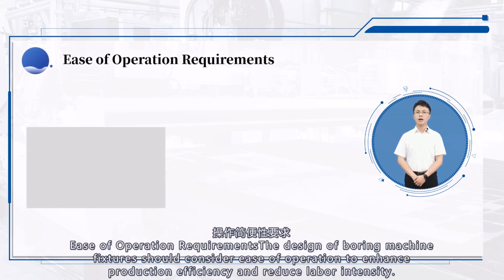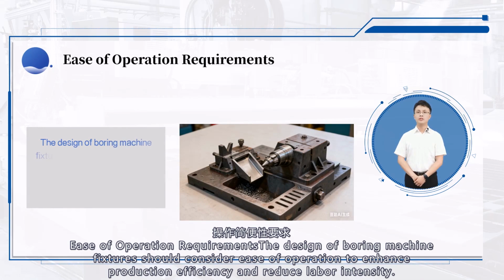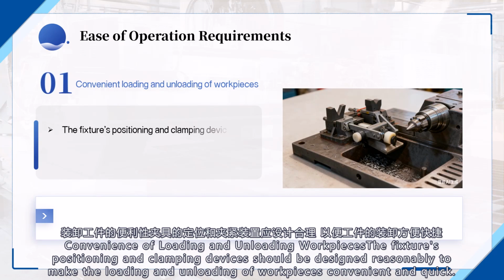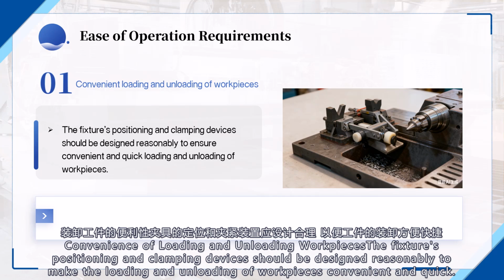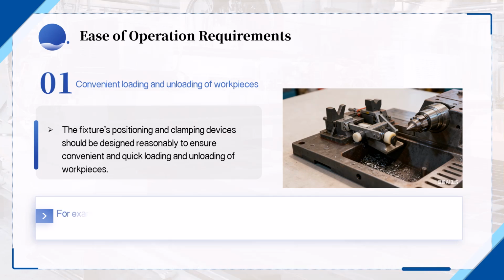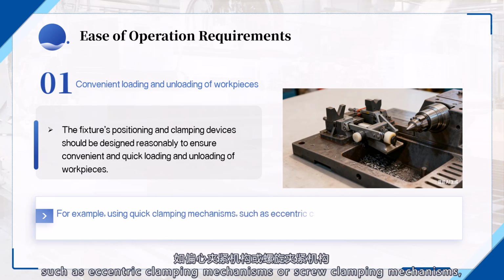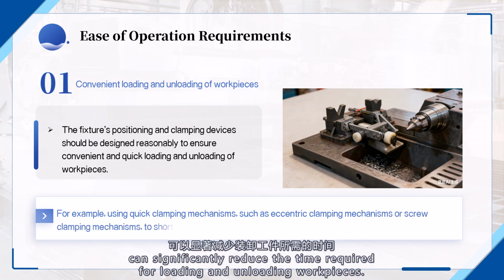Ease of operation requirements. The design of boring machine fixtures should consider ease of operation to enhance production efficiency and reduce labor intensity. Convenience of loading and unloading workpieces. The fixture's positioning and clamping devices should be designed reasonably to make the loading and unloading of workpieces convenient and quick. For example, using quick clamping mechanisms, such as eccentric clamping mechanisms or screw clamping mechanisms, can significantly reduce the time required for loading and unloading workpieces.